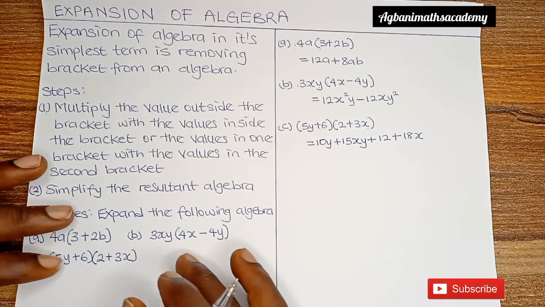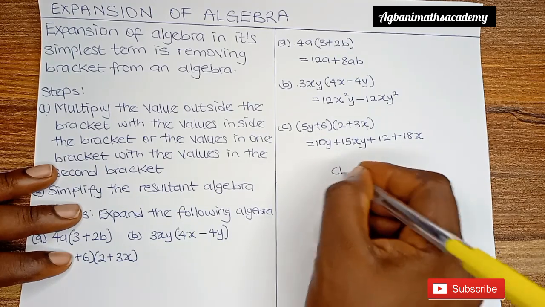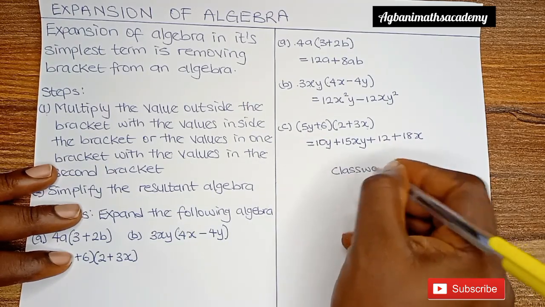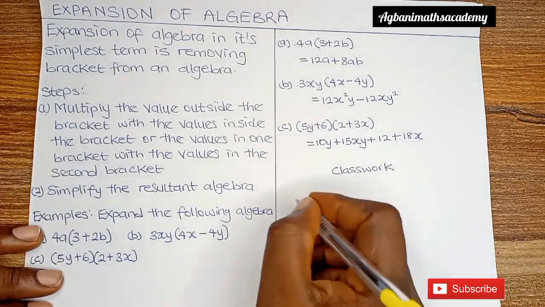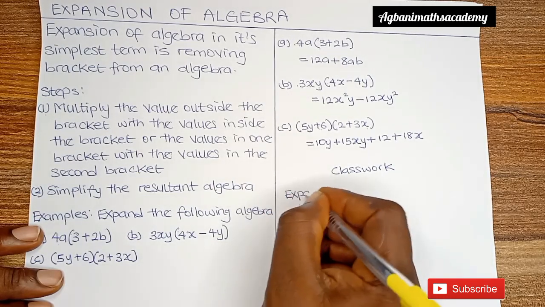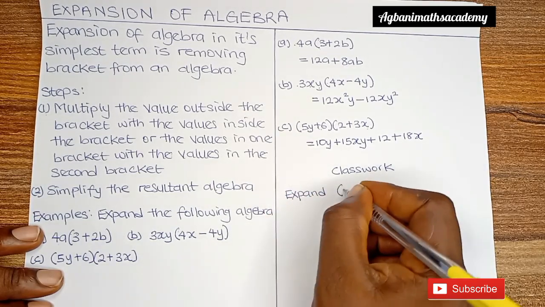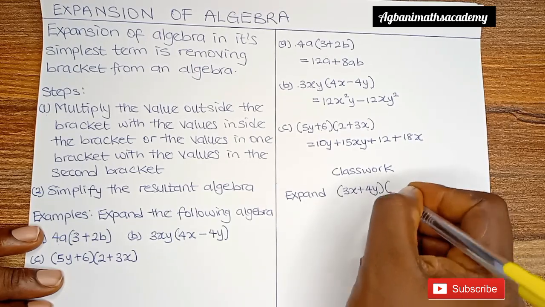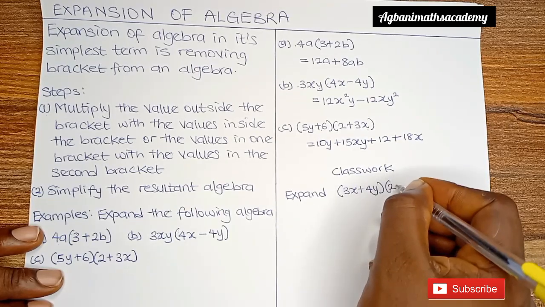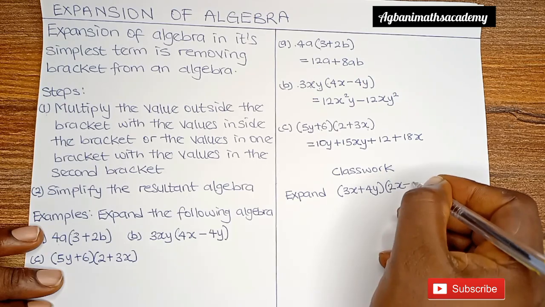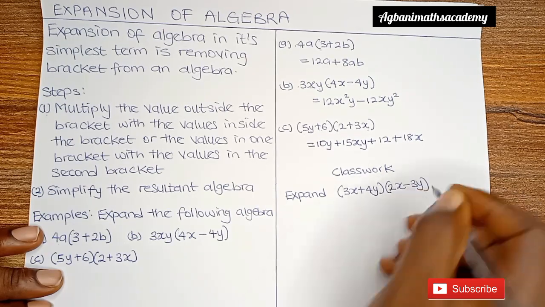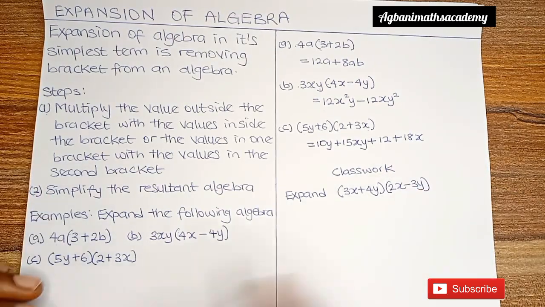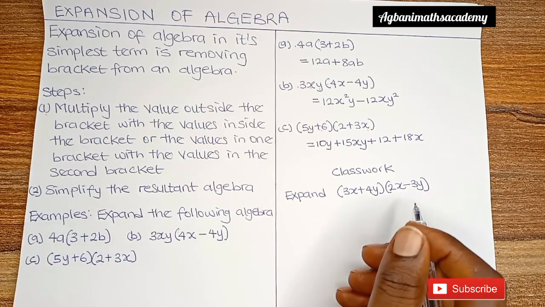If you understood the topic, I'd like you to do this classwork. Expand 3x plus 4y into 2x minus 3y. I'd like to see your answer to this simple question in the comment section.